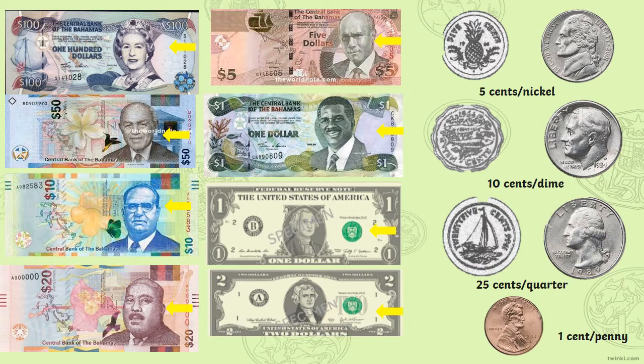Let's look at the coins now. Here we have the Bahamian 5 cents, and on the right we have the US nickel or 5 cents. Here on the left we have the Bahamian 10 cents. On the right, we have the US dime or 10 cents. On the left, we have the Bahamian 25 cents. On the right, we have the US quarter or 25 cents.